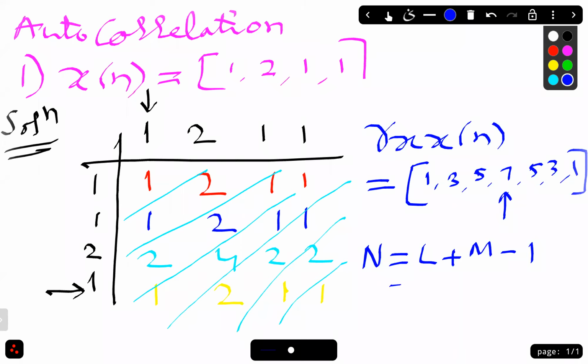तो कितना है यहाँ पे लेंथ पहला सीक्वेंस का? What is the length of first sequence? 4. 4 plus length of second sequence is how much? 4. 4 minus 1. So this will be equals to कितना आया? 7. So in the output sequence you should have 7 samples. तो आपने 7 samples present है यहाँ पे output sequence में.